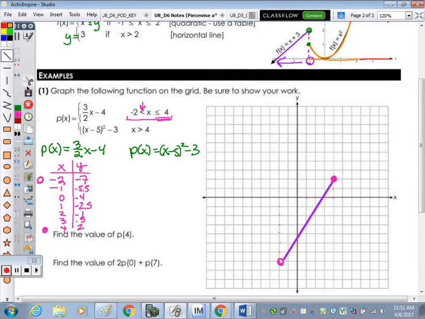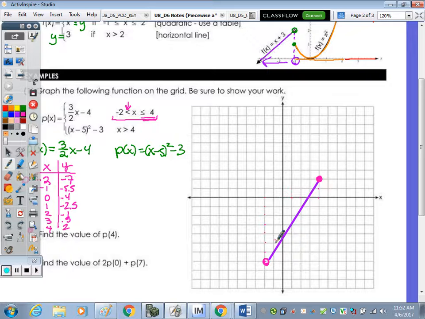Okay, so we want to label. So that was p of x equals 3/2 x minus 4.